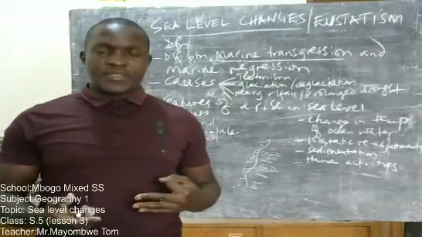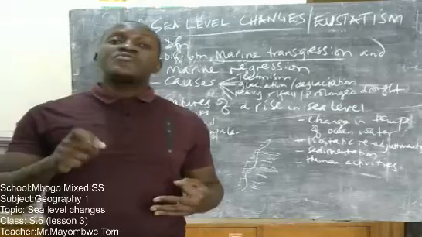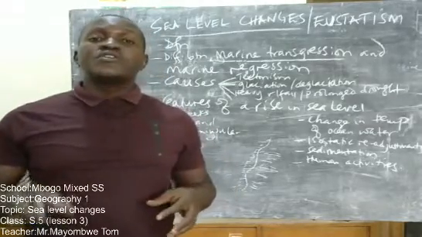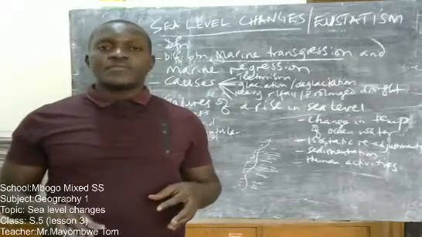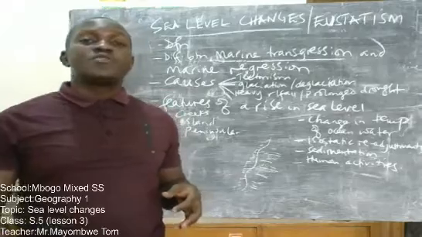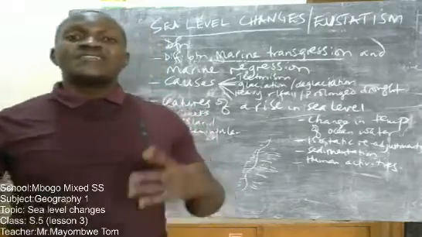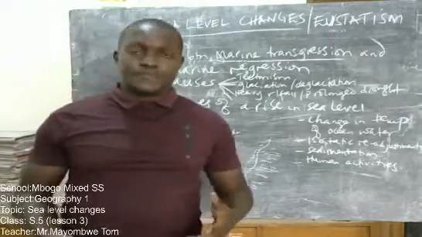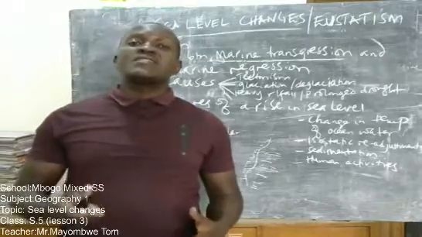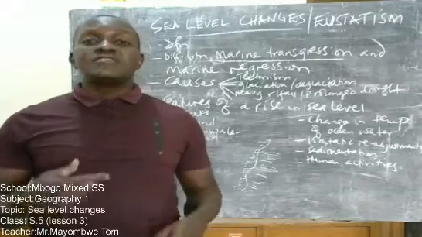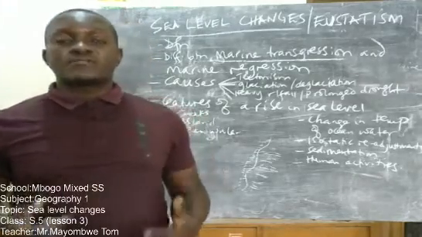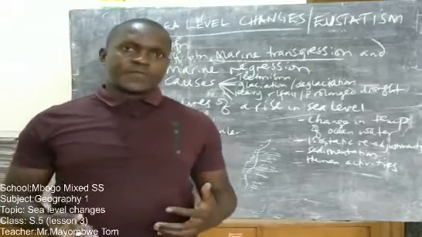On the other hand, marine regression refers to the emergence of coastal features. What causes it? It is caused by a fall in the sea level, also known as negative eustatism. It is associated with features like raised beaches, raised caves, raised terraces, raised cliffs, among others.